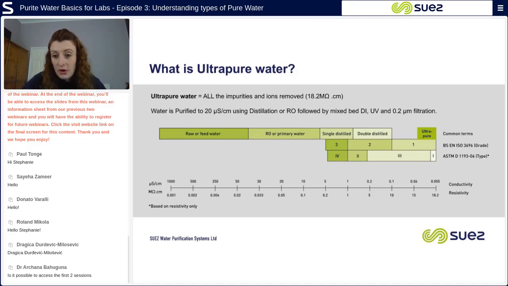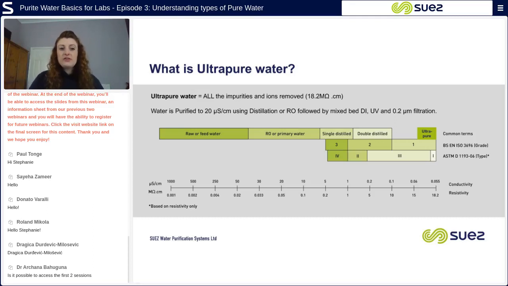What is ultra pure water? Ultra pure water is water that has had all the impurities and all the ions removed and has a resistivity of 18.2 megohms. This is the highest resistivity that can be achieved.